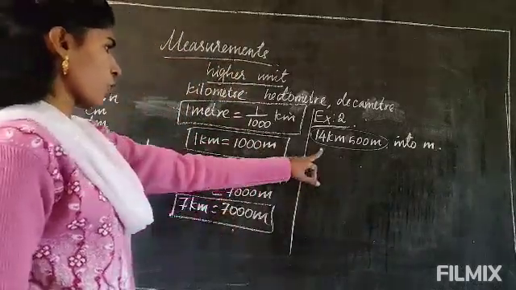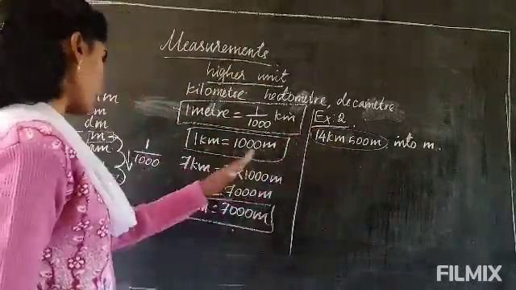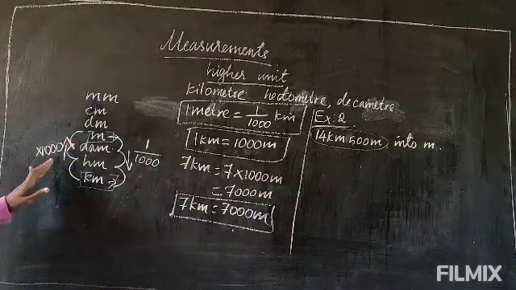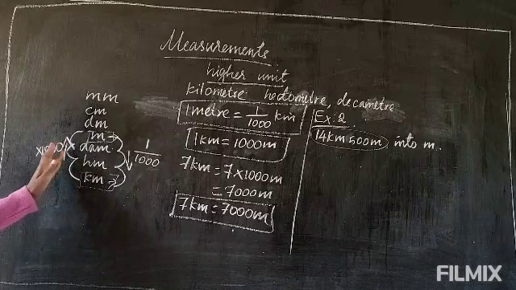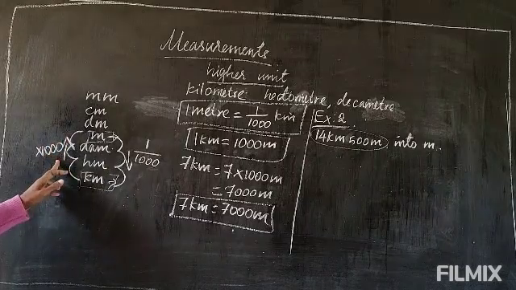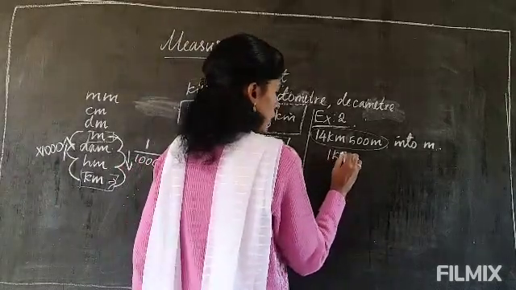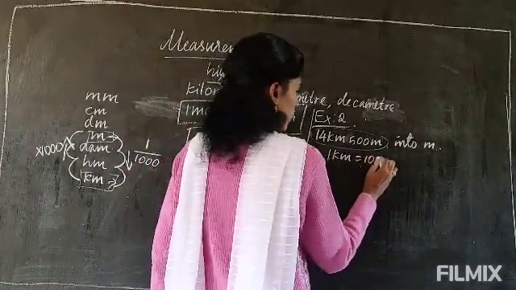So kilometer, you must know the formula. Kilometer to meter, what is the formula? You have to go 3 steps forward. You are going upward, so it will be 1000. Since you are going upward, you multiply. So the formula will be 1 kilometer equal to 1000 meter.